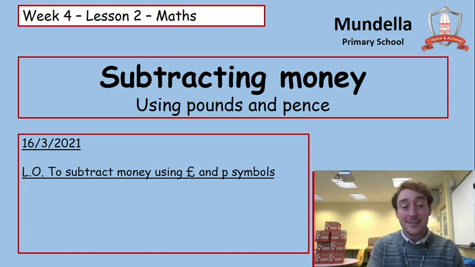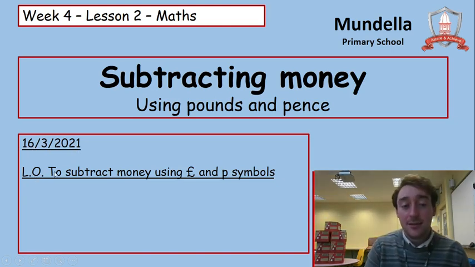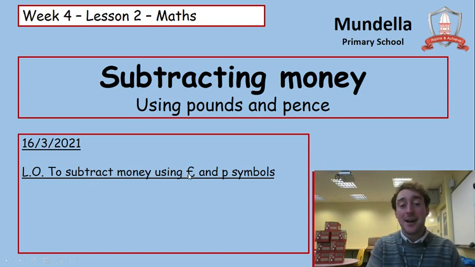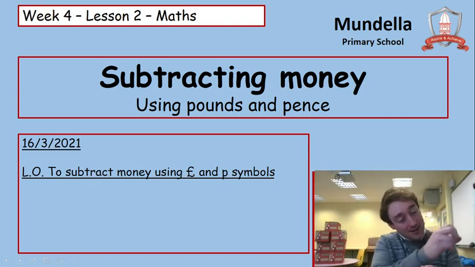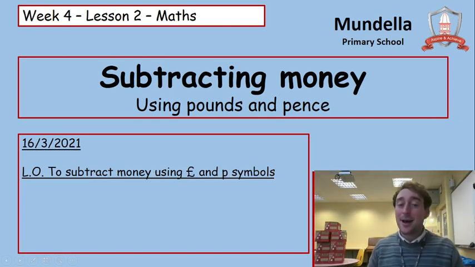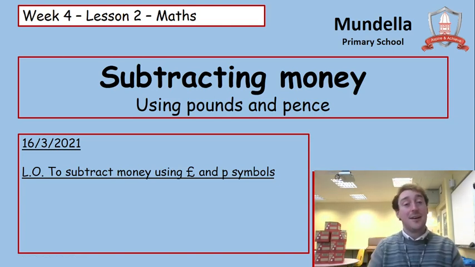Our date is the 16th of March 2021, just there, so write that down and then underline it with a ruler, and then afterwards LO is to subtract money using pounds and pence symbols. And then you write that down neatly, and then you underline it with a ruler very neatly. Perfect. Okay, pause the video, give yourself time to do that, then unpause when you're ready for the daily starter.